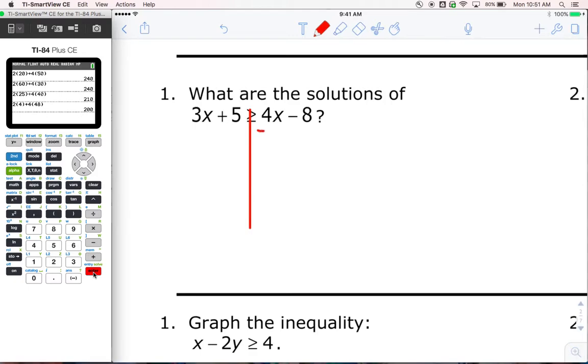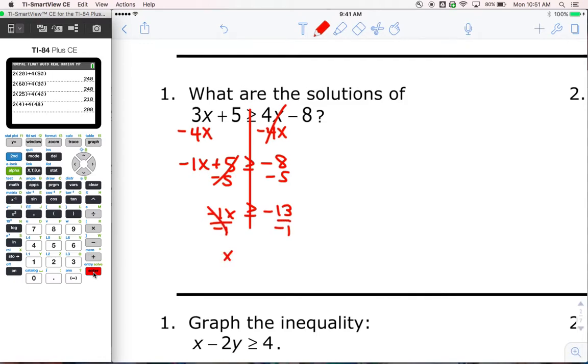So first I'm going to get rid of the x on the right side. So I'm going to subtract 4x from both sides. So now I've got negative 1x plus 5 is greater than or equal to negative 8. From this point, everybody should be doing the same thing. We're going to subtract 5 from both sides now, and I've got negative 1x is greater than or equal to negative 13. Finally, to finish, I'm going to divide both sides by negative 1. So I've got x and I've got 13.